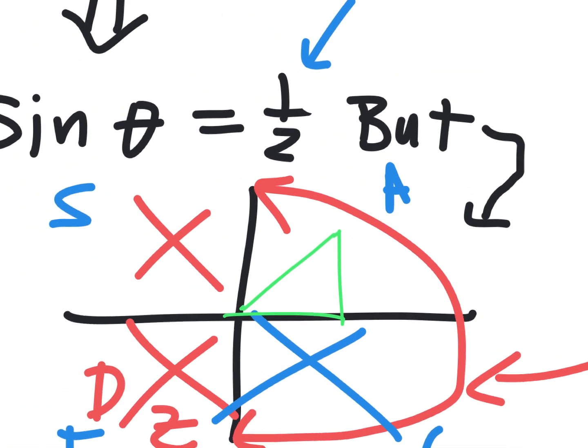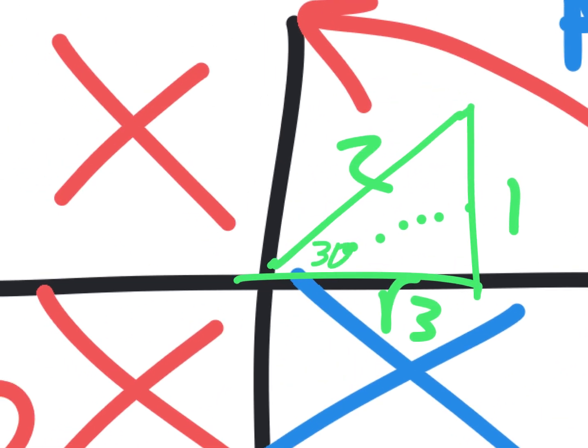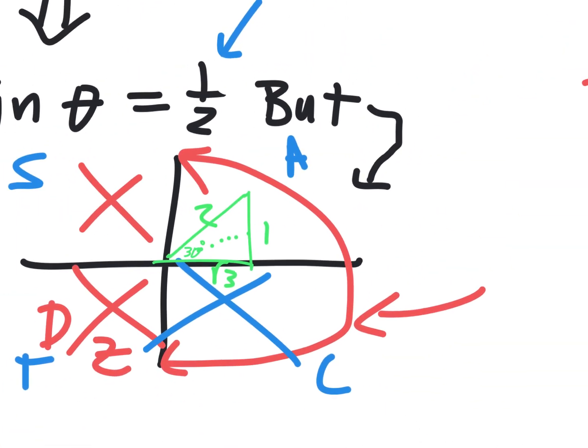Sine is opposite over hypotenuse, and this is square root of 3. And what's across from the 1 over here? 30. And since I usually want radians, what's that? So the answer is pi over 6.